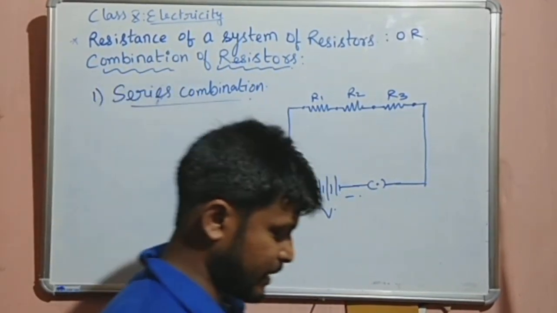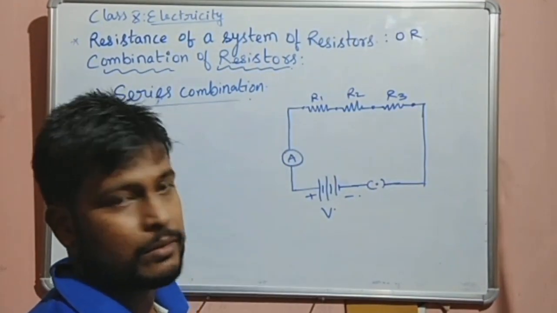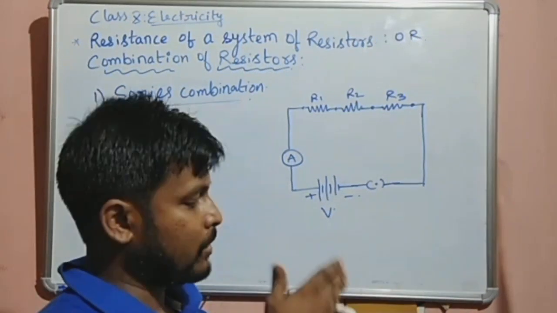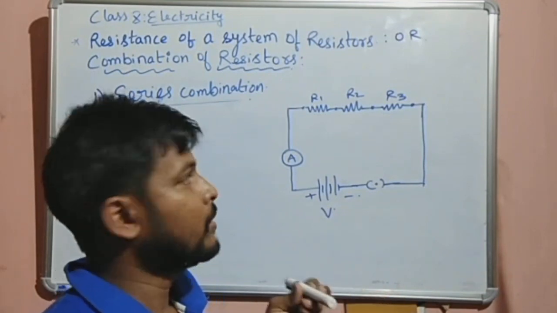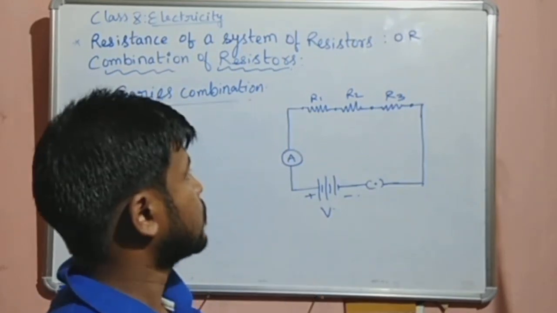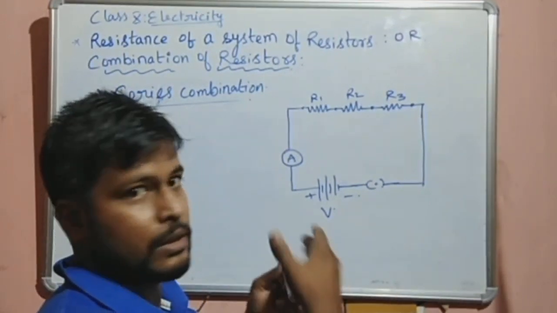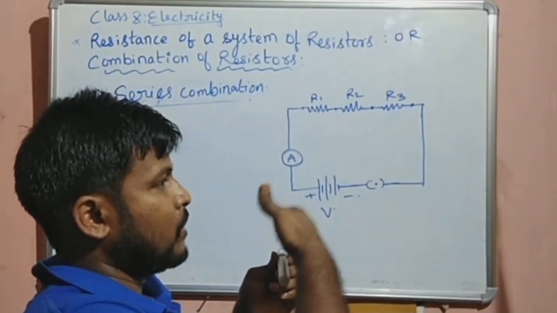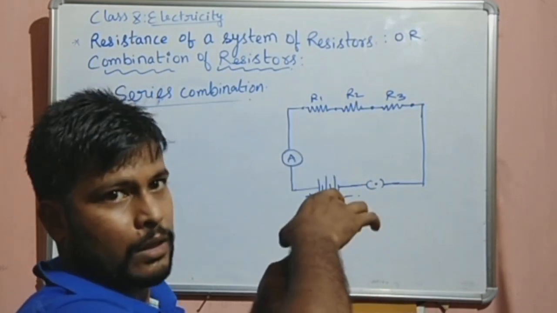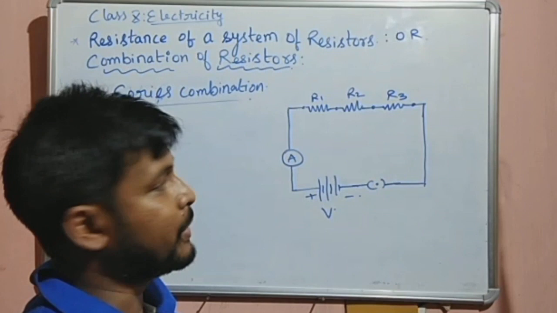Suppose you are standing in a queue to take a ticket at your nearest railway station. We stand in a line, one after another, like that we make a queue. So that is a series, like a ladder. And if suppose a gents line is there, and again a ladies line will be there, so two lines will be parallel to each other. That will be like a parallel combination.